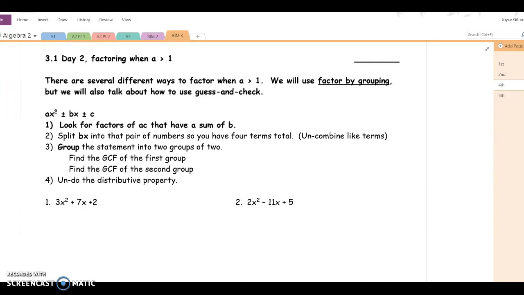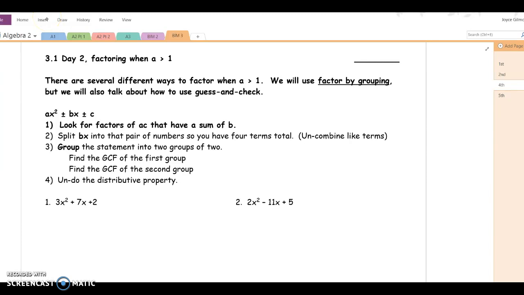Today we're going to factor when a is greater than 1, and we're going to start with factor by grouping, and once we feel confident with factor by grouping, then I'm going to show you guess and check. Some of you will like one method over the other, but I need to show you both of them. All right, this starts out the same as yesterday.